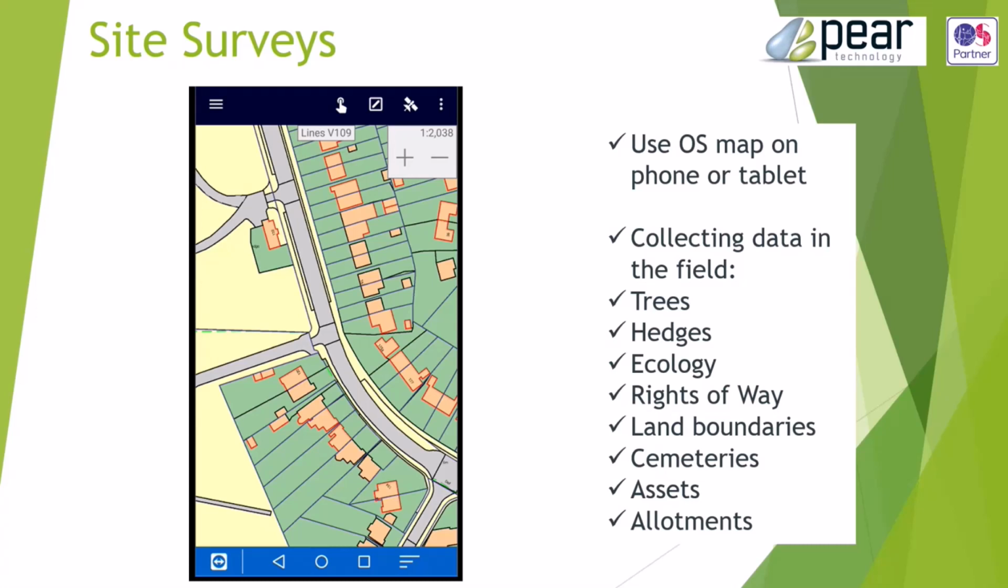So I'd recommend a qualified tree surveyor to collect the data, and the data they collect can then be brought across onto the map and linked to the map. So other examples there, as well as trees, can survey hedges, can be used for ecology, rights of way, land boundaries, as well as the items we mentioned before, cemeteries, assets and allotments. Next slide, please.